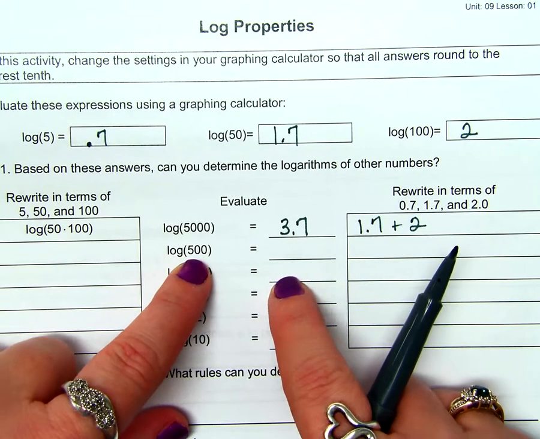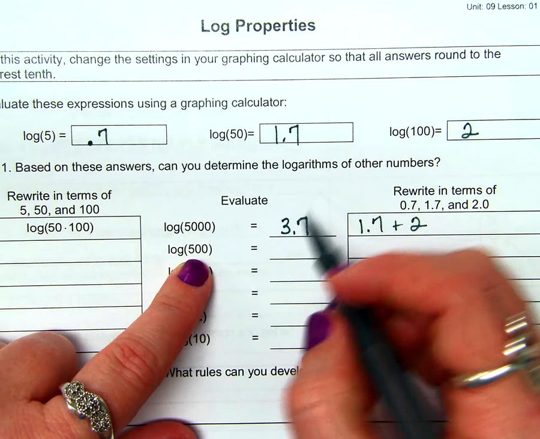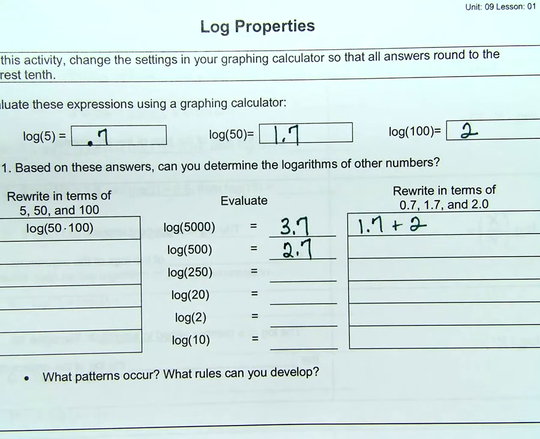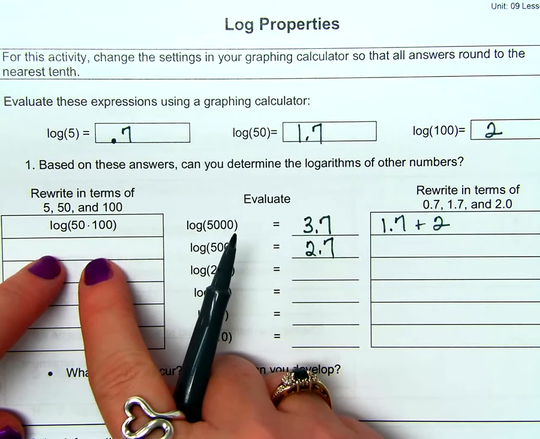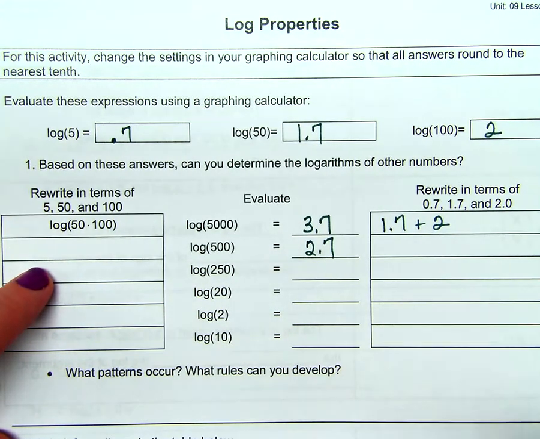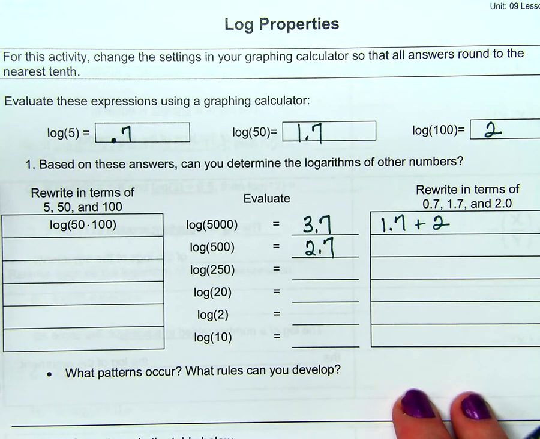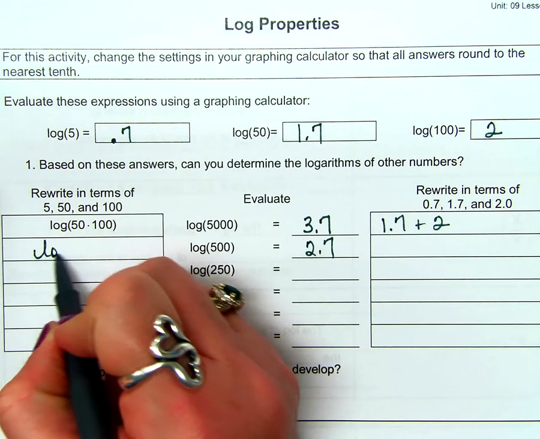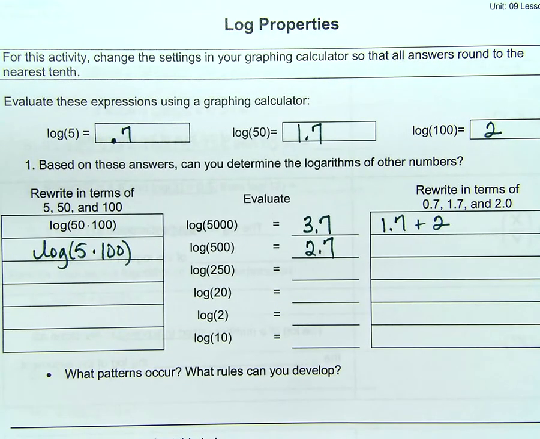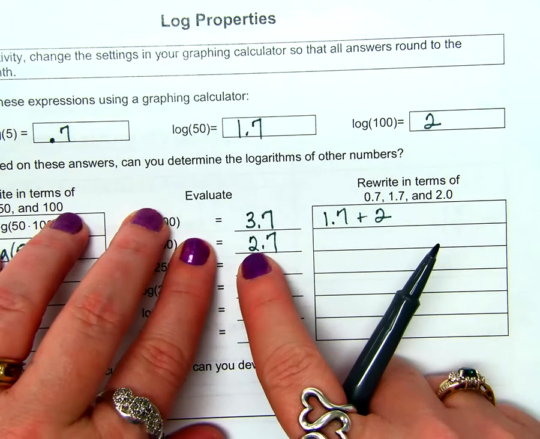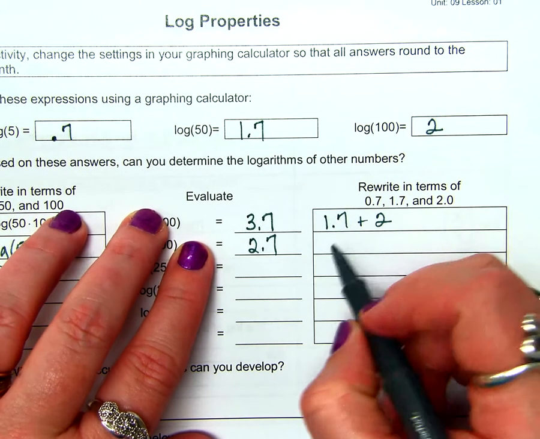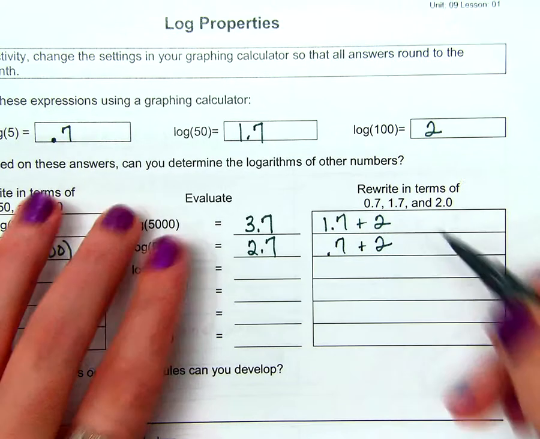Somebody please tell me what the log of 500 is. 2.7? Okay. How could I rewrite it as a product of 5, 50, or 100? And not just necessarily product. I didn't mean to try to trick you. So 5 times 100, log of 5 times 100. You okay with that so far? Okay. How could I rewrite 2.7 as 0.7, 1.7, and 2? 0.7 plus 2.